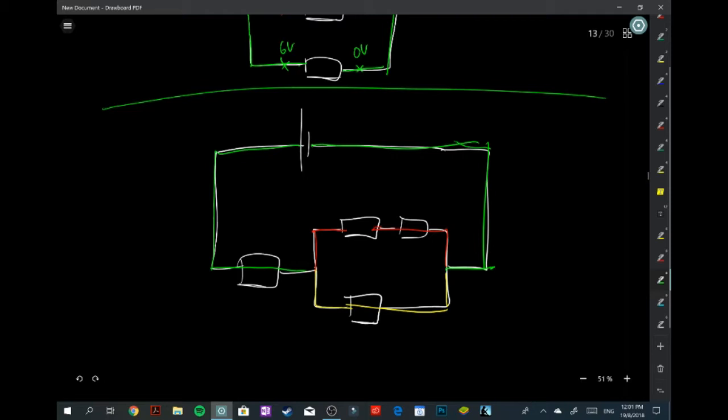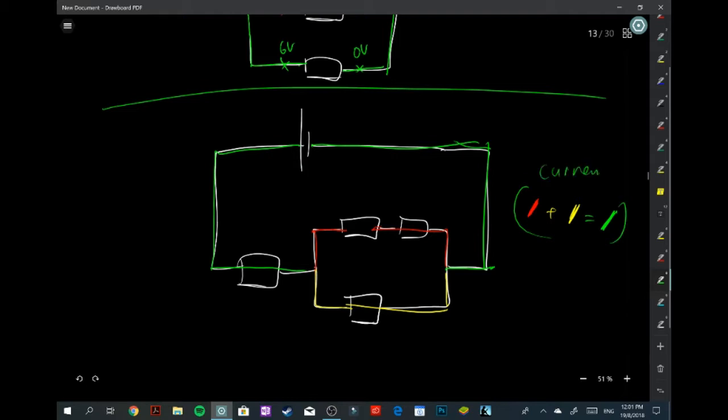So along the green line, the current is the same throughout. The red and the yellow will combine to give you the green. So in this case, red plus yellow equals green. I'm talking about current, so this is strictly for current, not for voltage.